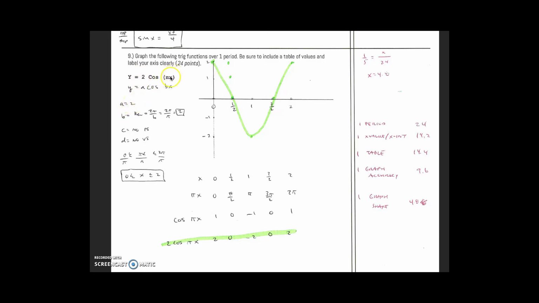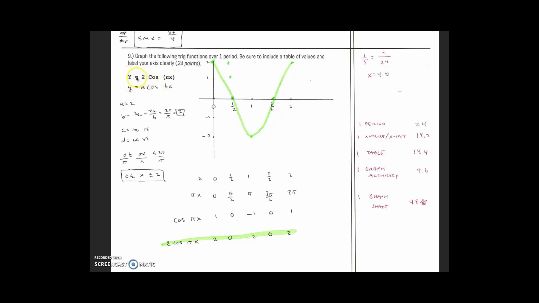My B value here is the coefficient in front of x, or outside the parentheses, so that would be pi. Here we have cosine, so the period of cosine is 2 pi over b. If you take your b value and put it in the denominator, you can cancel all those pi's and you get 2. So the graph will start and end by 2. There is no c value, no plus or minus inside the parentheses, so there is no phase shift. D value, there is no vertical shift because there is no plus or minus out here.